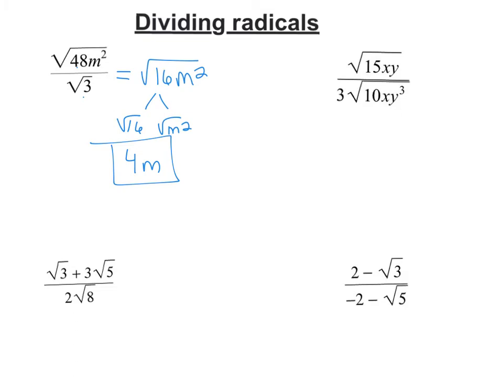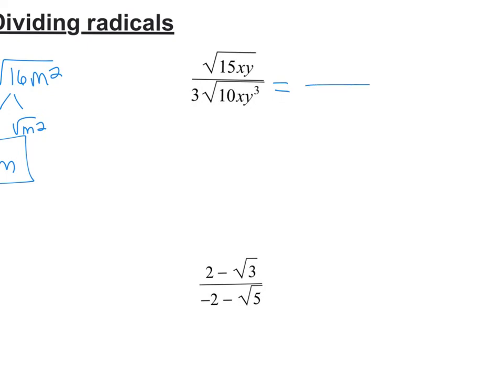Okay, next one I'm going to also divide. So I'm going to keep the 3 in the denominator because it's not going to divide with anything in the numerator. It's really just 1/3. And I'm going to divide the numbers. 15 and 10 both reduce with 5. So 15 becomes a 3 and 10 becomes a 2.